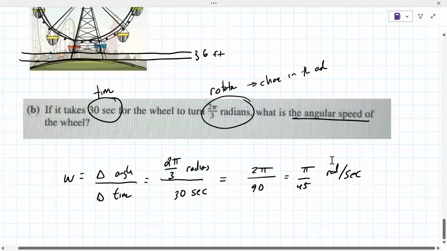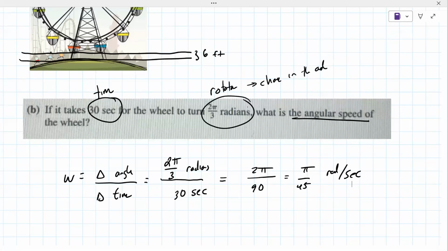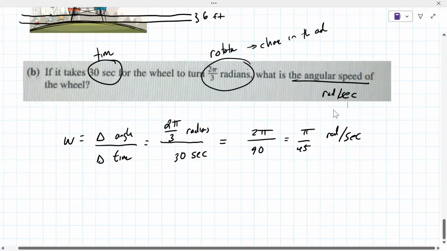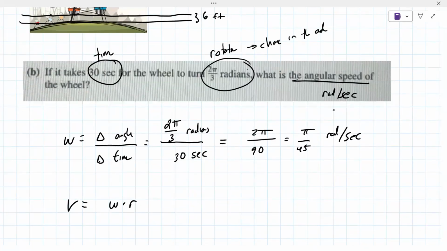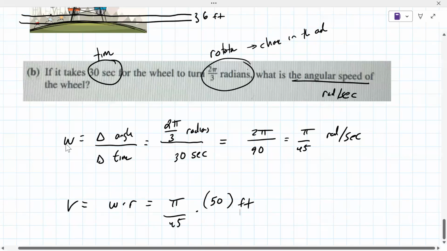This is probably better than anything else you might give. And then we'd multiply that by 50? No, because angular speed is in radians per second. If we wanted the linear speed, W times R, we would take the pi over 45 times the radius, which is 50. Oh, so angular speed is just W? Just W, yeah.